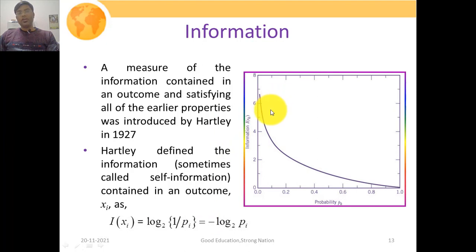This figure shows the information against the probability. As the probability increases, the information associated with it obviously decreases. For a low probable event we have a high amount of information, for a highly probable event we have a lesser amount of information, and finally for the most certain event we have zero information.